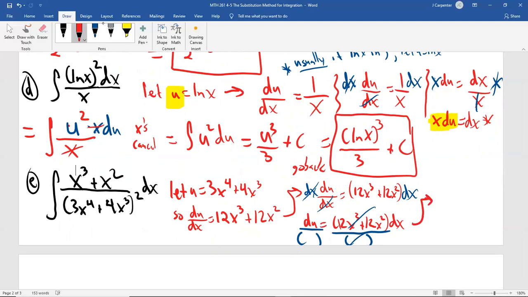du over 12x cubed plus 12x squared. That doesn't look like a 3 now, but it is. 12x cubed plus 12x squared equals dx. Honestly, the parentheses is unnecessary here because there's nothing else going on in the bottom, so I can't erase it, but you could leave it if you like.